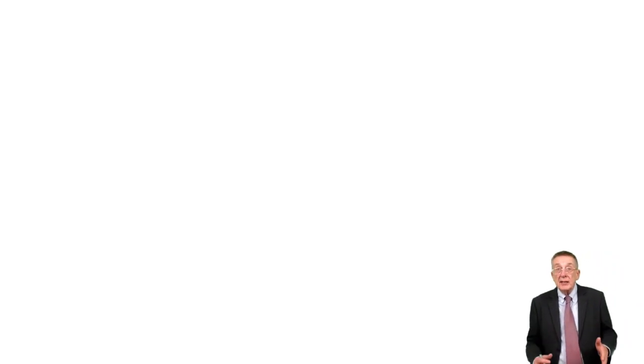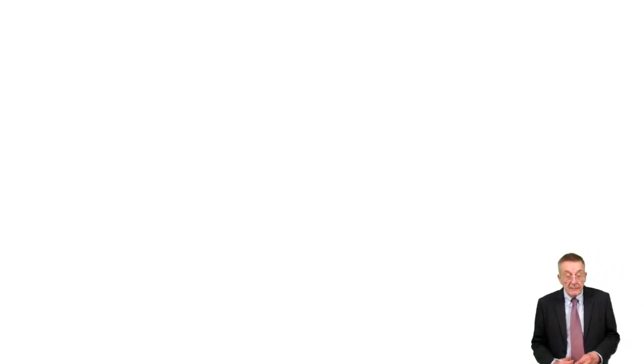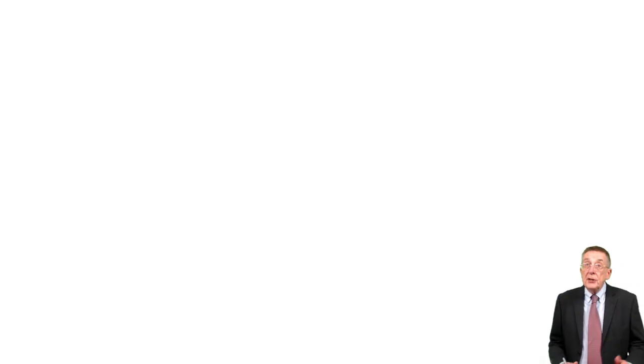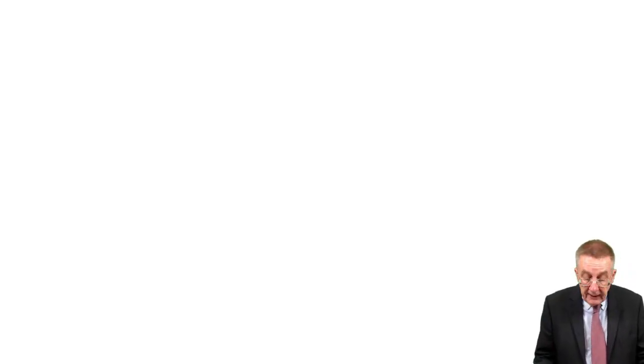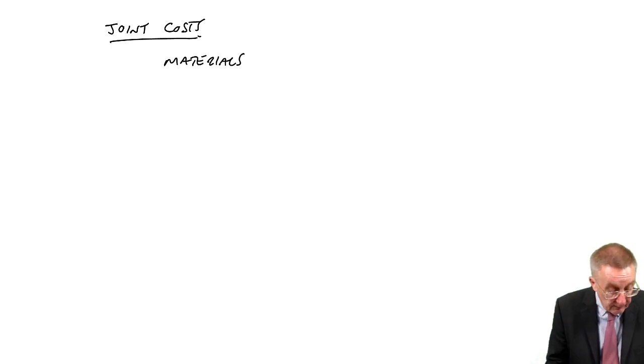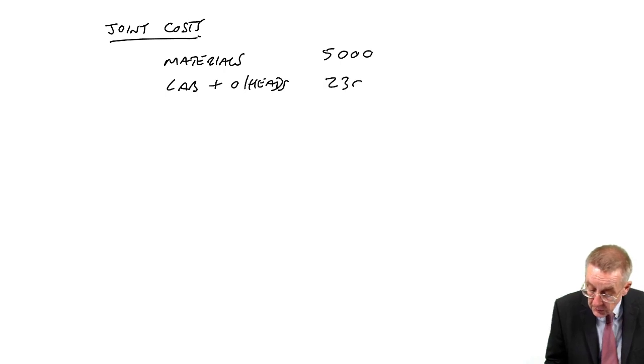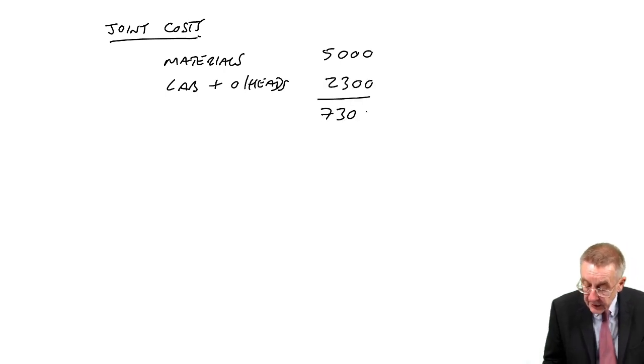And our job is to get a cost per kilo. What's the cost of our main joint products A and B? Well, physical units, nice and easy. Watch me. First of all, we say, what are the total joint costs? Materials, 5,000. Labour and overheads, 2,300. So a total of 7,300.